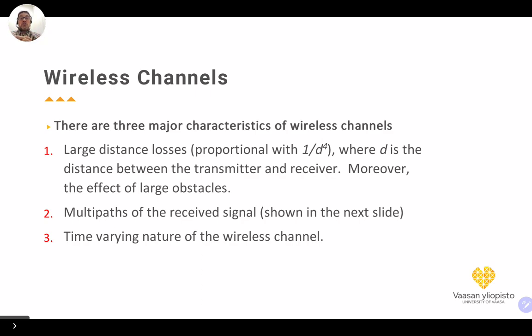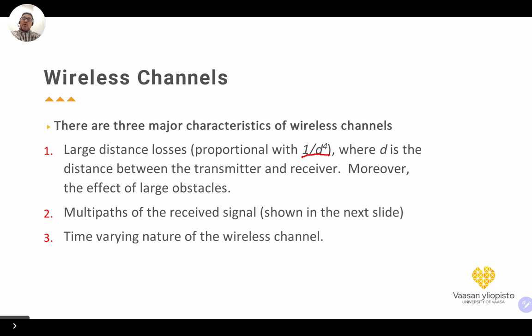It is called large distance losses, and as we already saw in part 1, when we gave a few hints about wireless channels, the losses are related to 1 over d to the power of 4, where d is the distance. This is in cellular networks, or it is called a 2-ray channel model. Also, it is affected by large obstacles. For example, if you are walking on the street and suddenly you enter some building, then the received signal will be affected by that. So this is also part of the large distance losses, and we also call it shadowing. The signal is shadowed by large obstacles, large buildings, trees, mountains and so on.